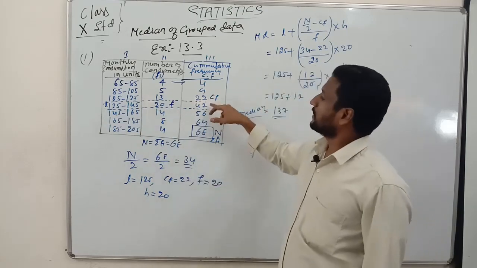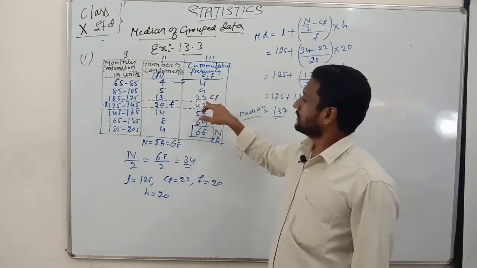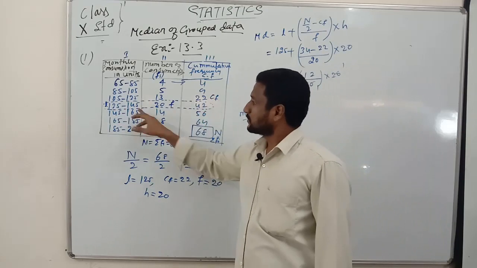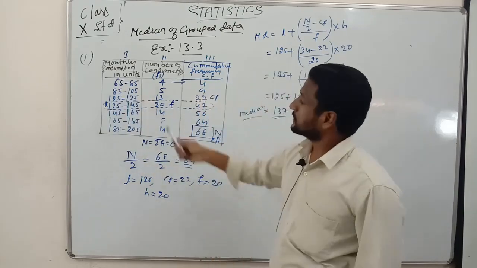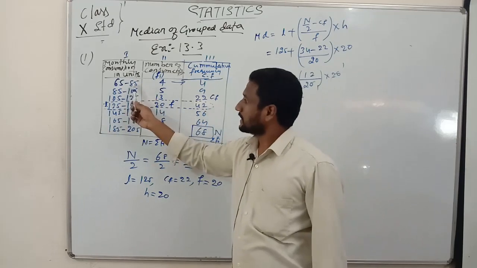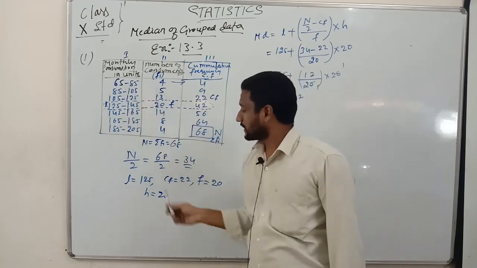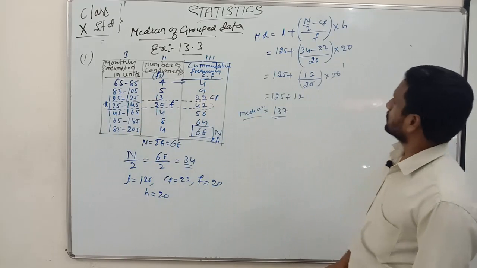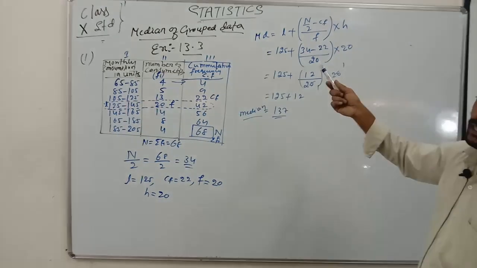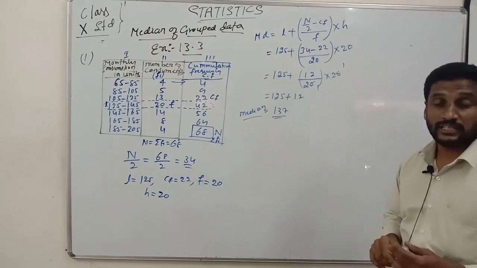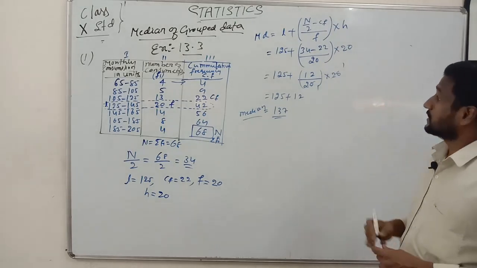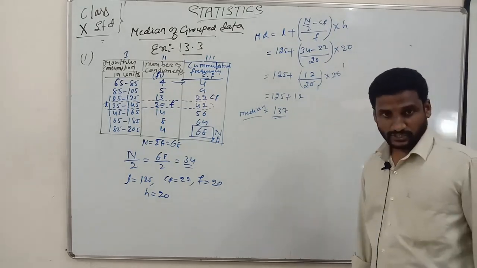So the number before 44, that is 22, is called CF. The frequency at this row is F. This is the lower class interval, and the class size you also take. If it is an exclusive form, take one number less, so 65 to 84. Count it and you get H equal to 20. Finally the median formula: median is equal to L plus (N by 2 minus CF) divided by F into H, and substitute the values to get the answer. Okay.